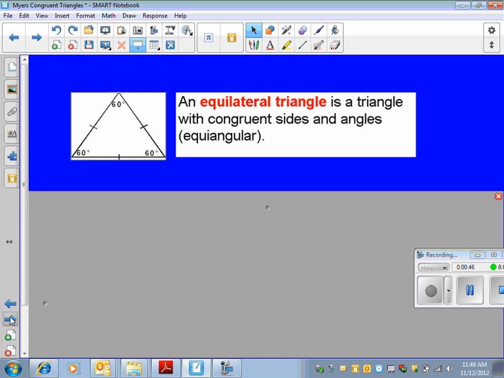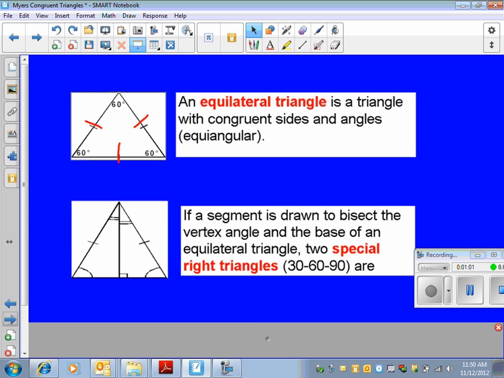This right here is called an equilateral triangle. An equilateral triangle has three sides congruent. And folks, if you have three sides congruent, you must have three angles congruent. Let's take a look. What happens when we split an equilateral triangle right down the middle, creating a perpendicular bisector? Oh my goodness. Now we have split the top angle.